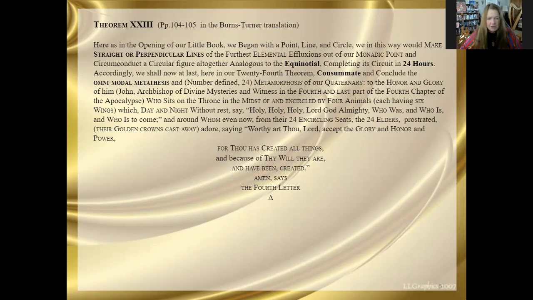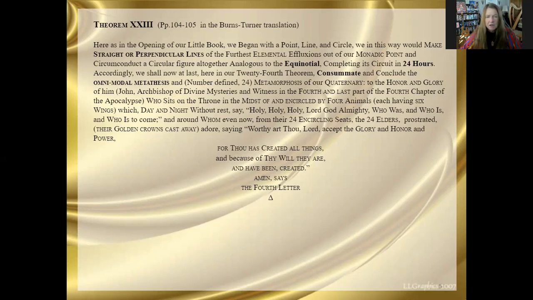To continue on, he says, accordingly, we shall now at last, here in our 24th theorem, 24 hours, 24 theorems, consummate and conclude. Why consummate? Well, we've talked about the sacred marriage, and Dee even set up his Gameia as earth of marriage, a reference to Hierogamos, but the idea of the Hierogamos he's been working with is the merger with the divine, becoming anointed, becoming the Christos.